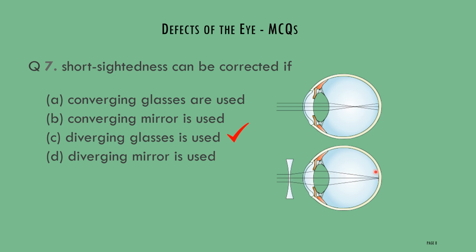How will it do that? Here compare these two pictures. When you use the concave glasses, it will increase the focal length of the eye lens. What is meant by focal length? The distance between the eye lens and where the image exactly forms, that distance we call the focal length. If the focal length is increased, then the image will form exactly on the retina. Therefore the correct answer is diverging glasses are used.